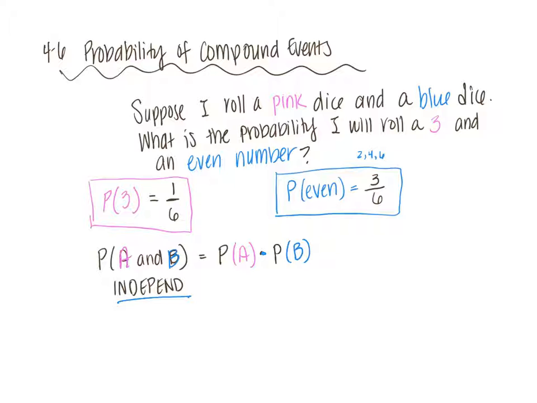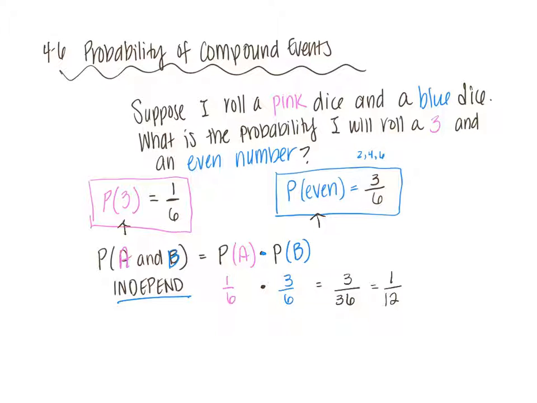So my pink probability was 1/6, and I'm going to multiply that by my blue probability, which was 3/6. And then that equals 3 times 1 is 3, 6 times 6 is 36. You just multiply straight across when we multiply fractions. All right, but I can divide these by 3, so I can simplify this. And my probability is 1/12. I have a 1 in 12 shot of rolling both a 3 on my pink and any even number on my blue. Let's do a similar one.